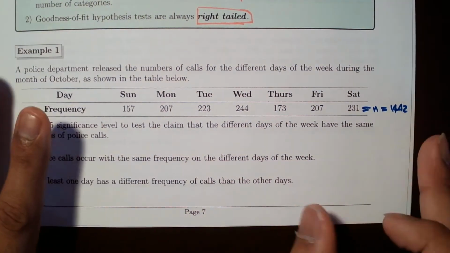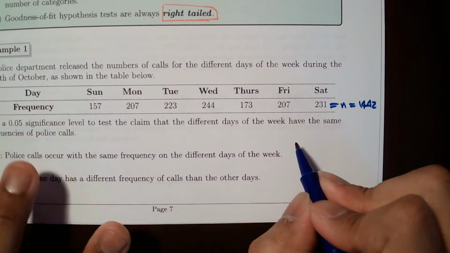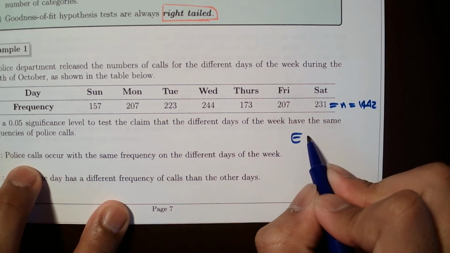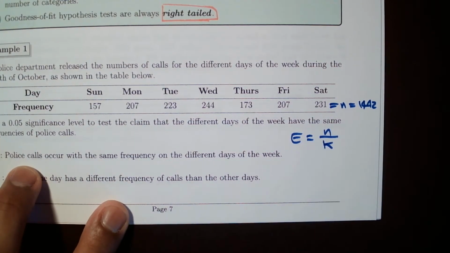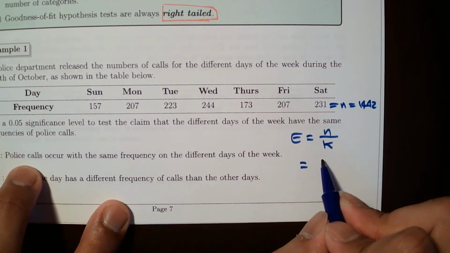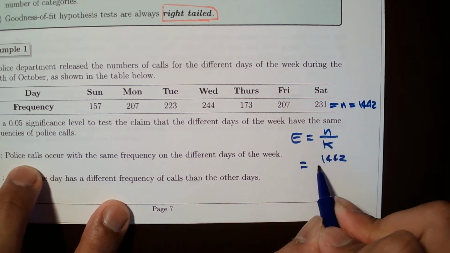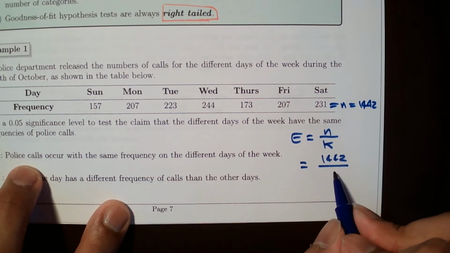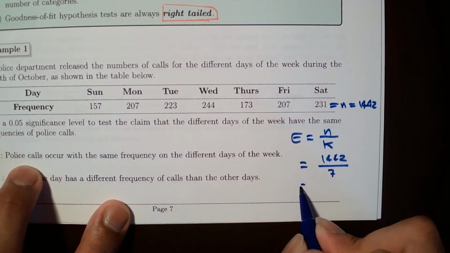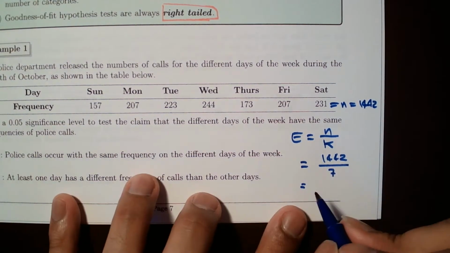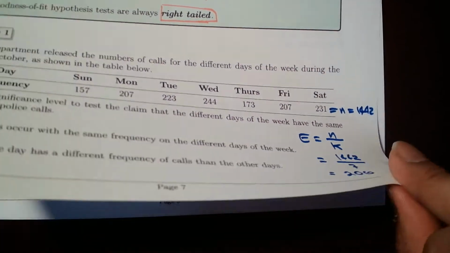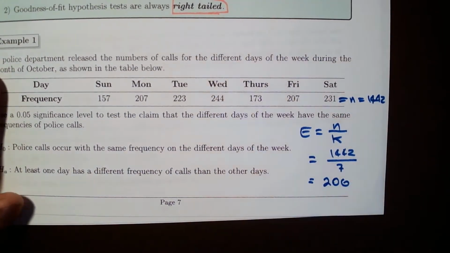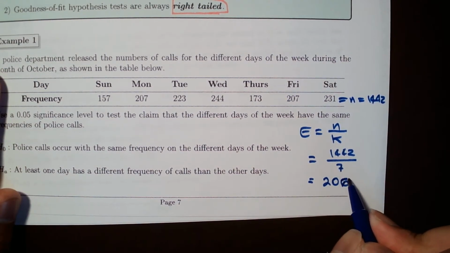All right. Let's calculate the expected value in this case. This is case 1, in which we divide the number of observations by the number of categories. In this case, 1442 divided by the number of categories, which is 7, and as an answer I get 206. So these are going to be the expected values.